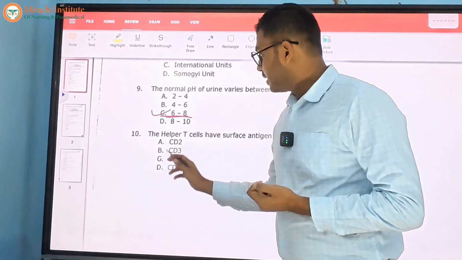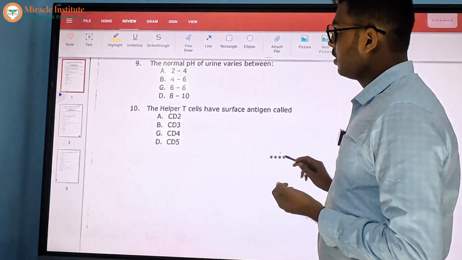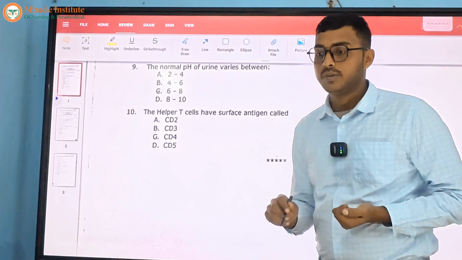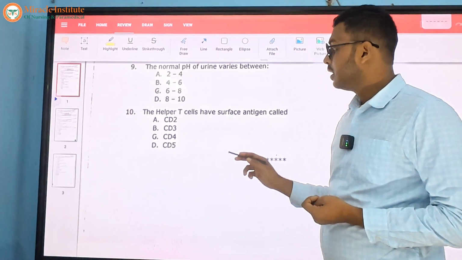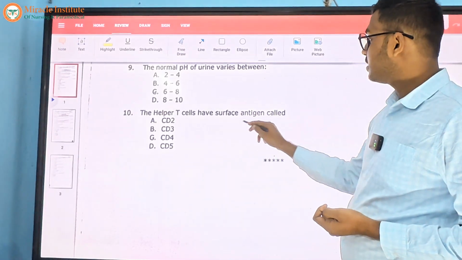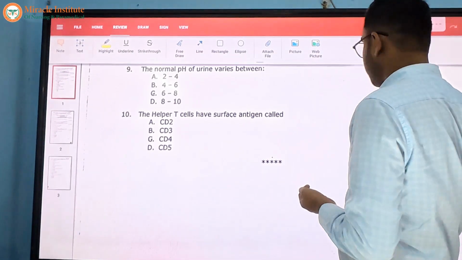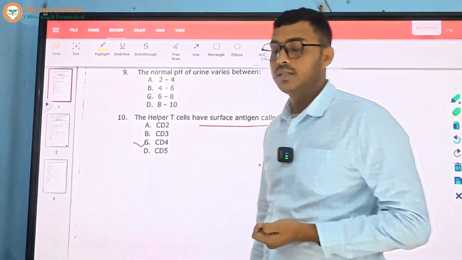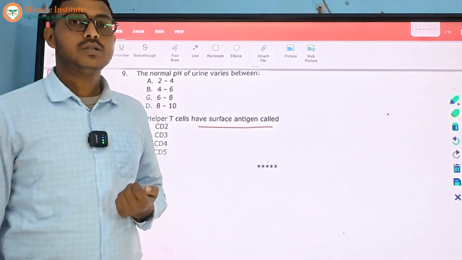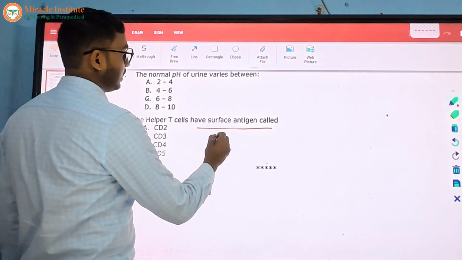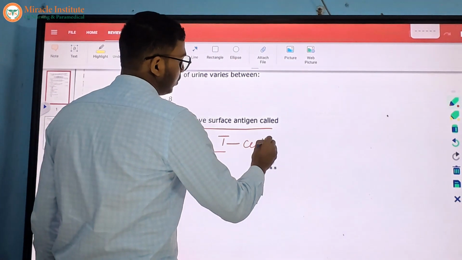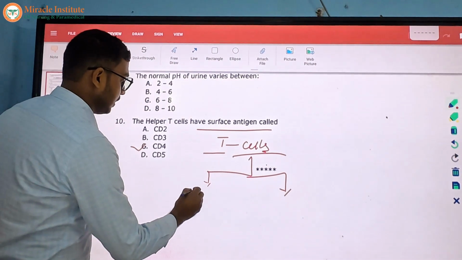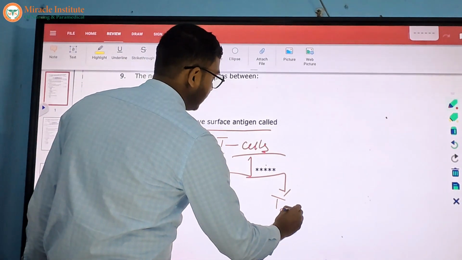Another question: the helper T cells have the surface antigen called what? This is a very important question. The helper T cells have a surface antigen called CD4. In the T cells, there are two subtypes: one is T helper cells, and the other is TC cells.